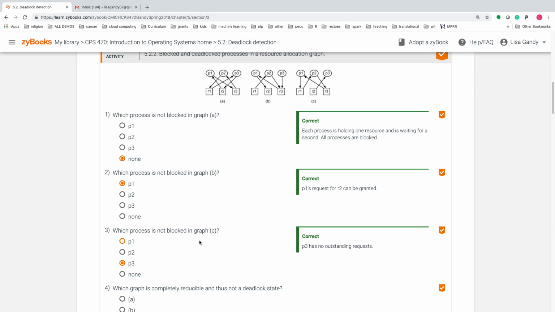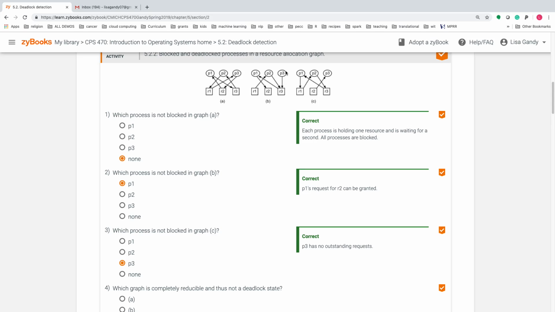Let's look at B. Do we need to see if there's an easy one? We might have to just draw it. You have to have at least one that's not blocked to remove it, right? Oh, okay, we're on 4, sorry. The first thing we do is find a process that's not blocked to remove it. Here, these are all blocked, so this is a deadlock from the get-go.